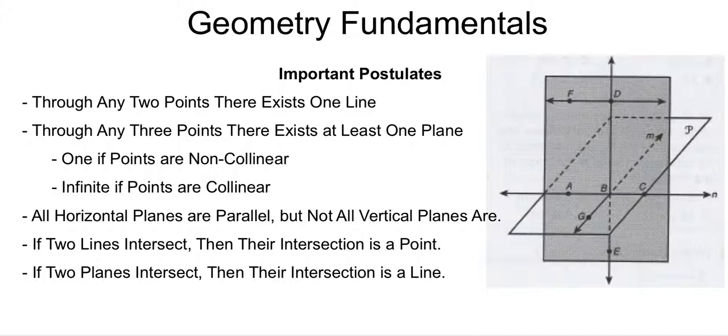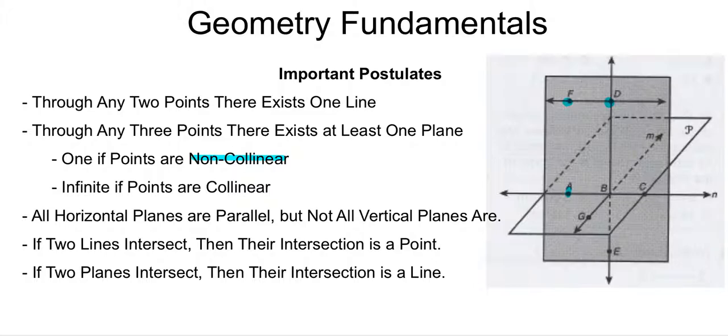And just like since a line is 1-dimensional and takes 2 points to define it, a plane is 2-dimensional, so it takes 3 points to define it. So through any 3 points, there always exists at least one plane. All right, and if those points are non-collinear, meaning they're not on the same line, that means that there's only one plane. So if I took points like F, D, and A, those are non-collinear points. There's only one plane that goes through all of F, D, and A.